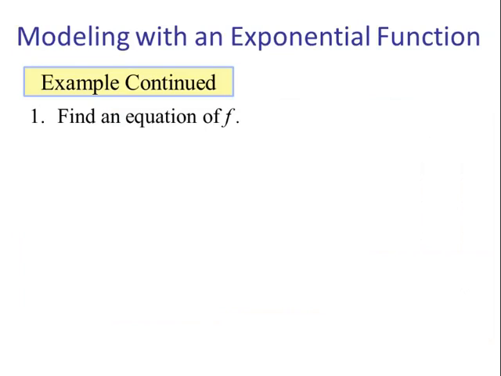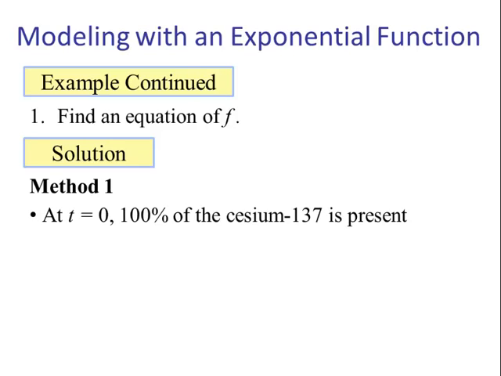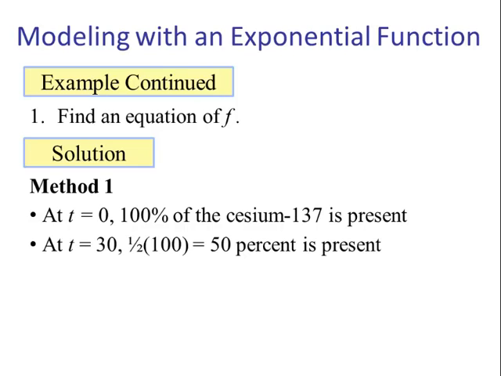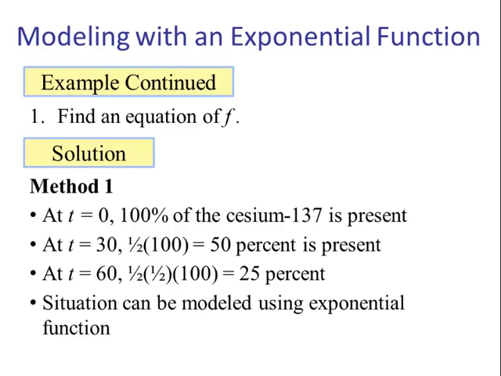Number 1. Find an equation of F. Solution. The first method: when T equals 0, 100% of cesium-137 is present. At T equal 30, 1/2 of the 100%, or 50%, is present. At 60 years, it's 1/2 of the 50%, or 1/4 of the original amount, 100%, which is 25%. This situation can be modeled using an exponential function.